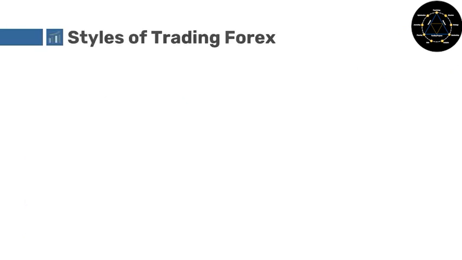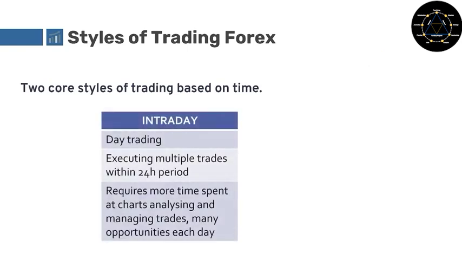Now the styles of actually trading it, let's have a look at the 2 ways of trading. These 2 core styles are based on time. This will make sense in a second. The first one is intraday. Intraday is also known as day trading, and a lot of you are probably familiar with that term. You see it in the news quite often. Day trading is executing trades, one or more than one, within one 24-hour period.